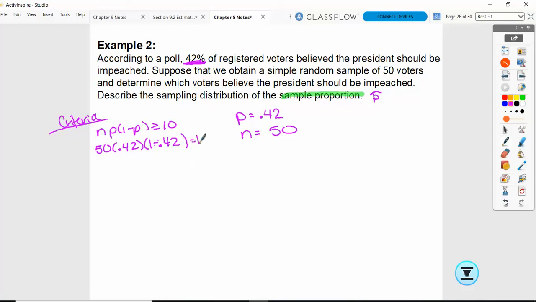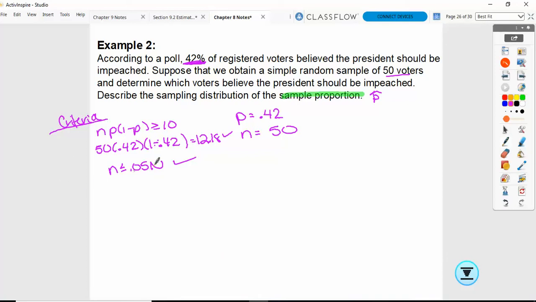And we get 12.18 for that, so it's bigger than 10, so we're good. Second, 50 voters. Would that be less than 5% of the whole adult population in the U.S.? Yeah, a lot of times there's not an actual calculation here. But 50 is definitely less than 5% of our whole population, so we're okay.